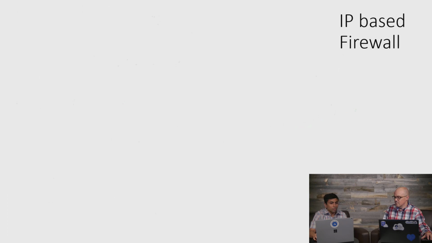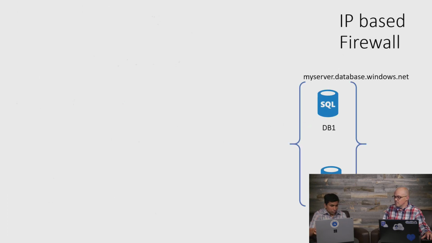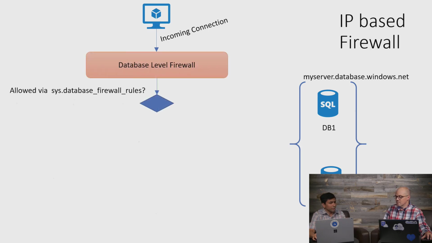So let's look at how the IP-based firewall works. Assume we have a server with a couple of databases, DB1 and DB2, and here's an incoming connection. The incoming connection could be proxy or redirect, it doesn't matter at this point. The assumption is you've gotten past the gateway and you're actually coming in at the SQL engine level. The first thing we are going to do is check against the database level firewall.